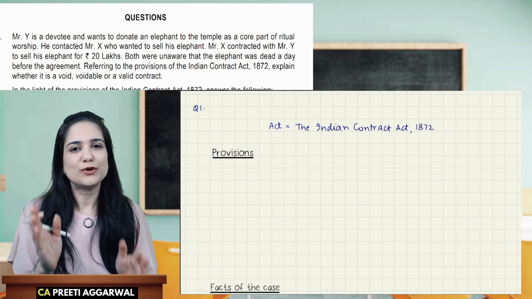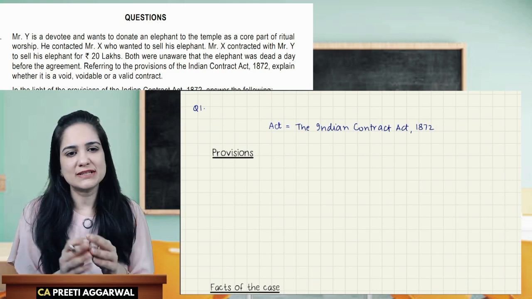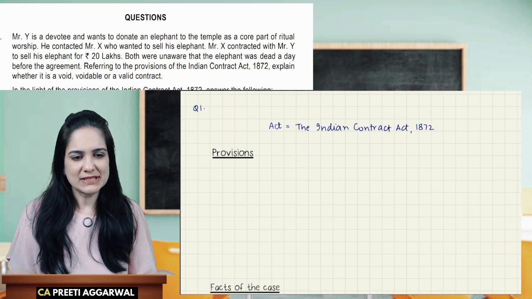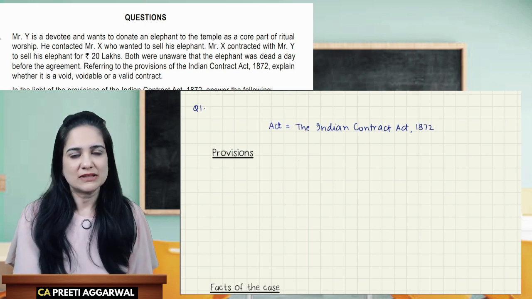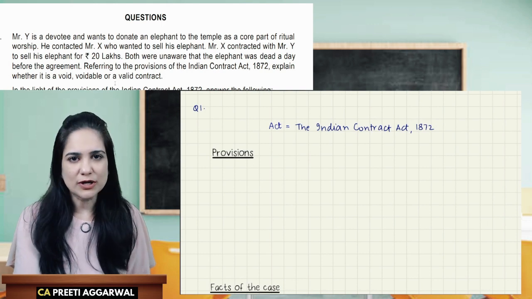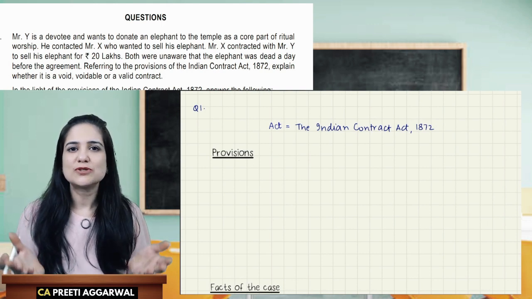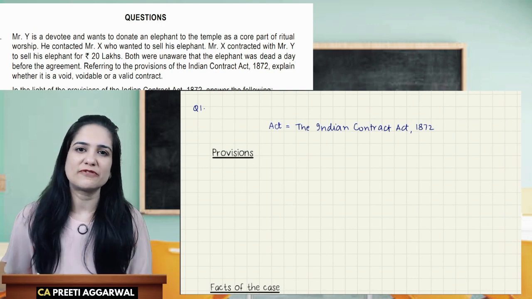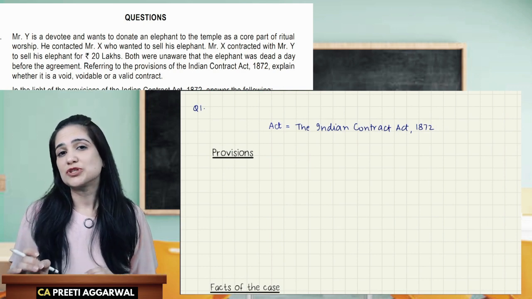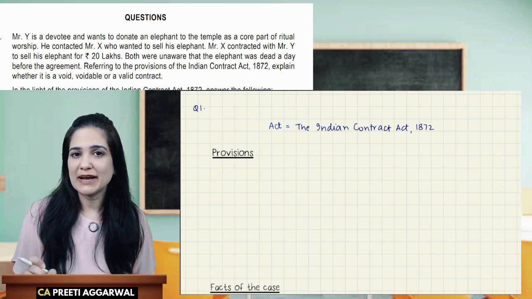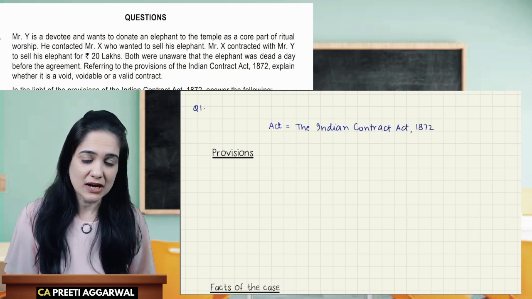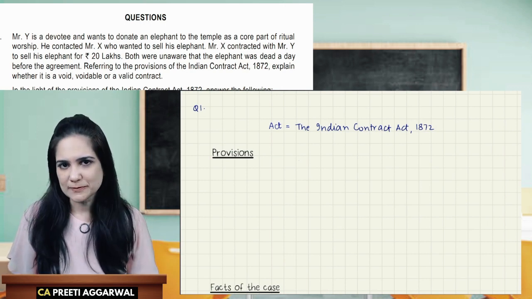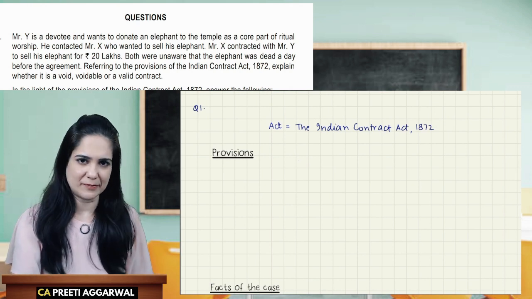Alternatively, students, you can also answer this question considering that it is a bilateral mistake of fact. Yes, it is a bilateral mistake as to the existence of the subject matter. The elephant does not exist and these parties are not aware of it. So there is mistake as to existence of the subject matter of agreement. So you can answer this question according to section 20, bilateral mistake or mutual mistake as to the existence of subject matter of the agreement. Now I will give you both the solutions. Both are correct and they are accepted in the exam.